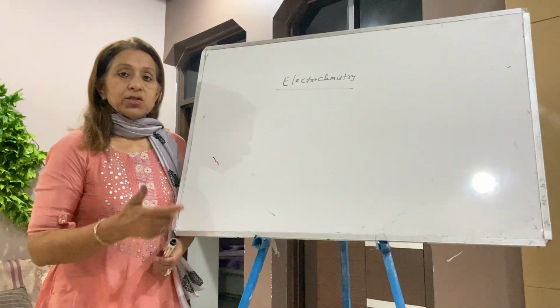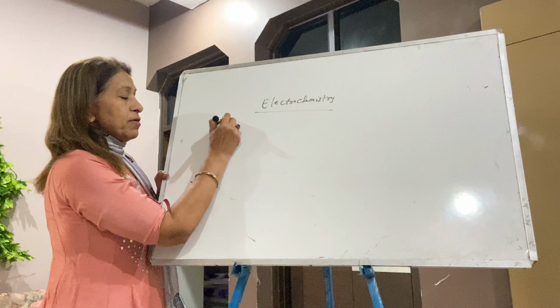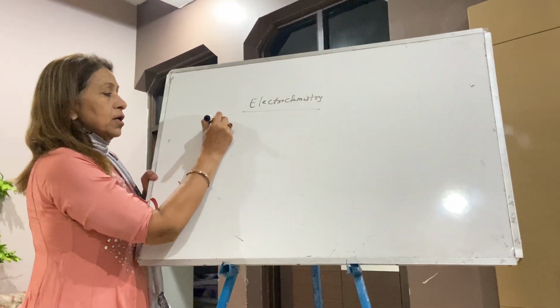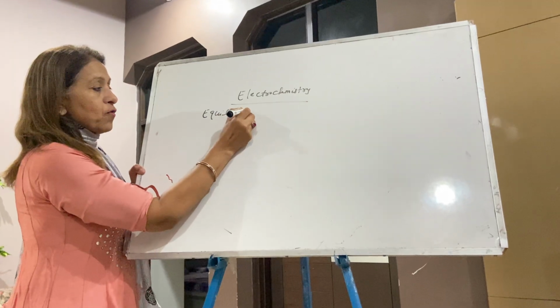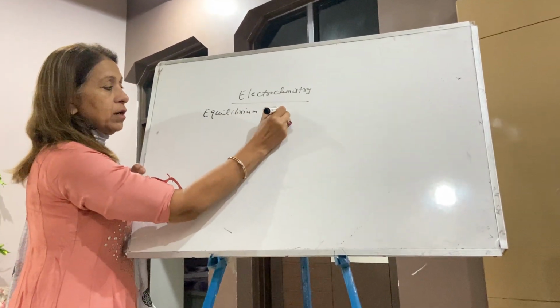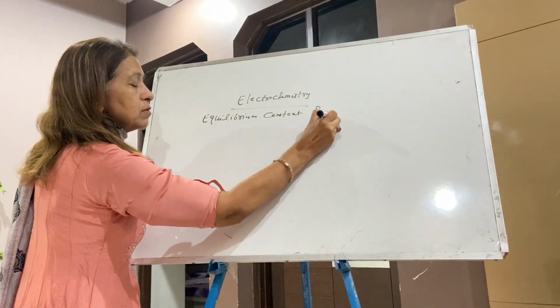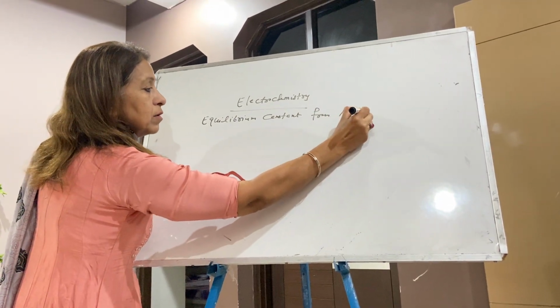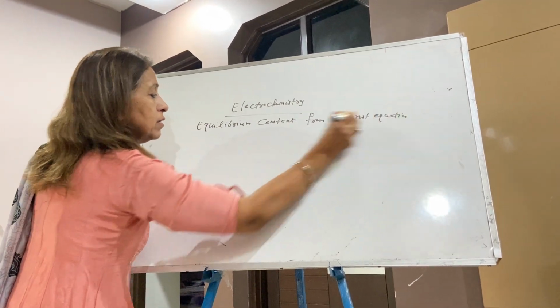Dear children, this is class 12th. The chapter going on is electrochemistry. The topic we discussed in my last lecture was equilibrium constant. Write down along with me. Today we will solve the numericals on equilibrium constant from the Nernst equation. Write down the first numerical.